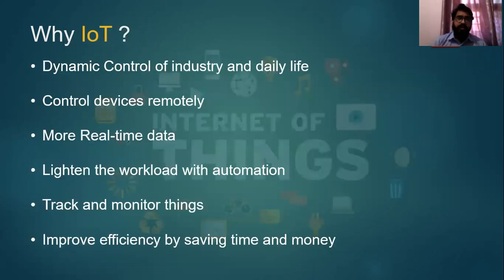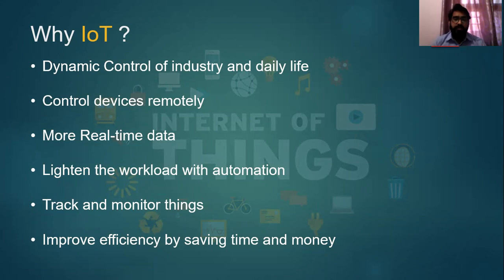Now here we will discuss why we need IoT in our daily life: for dynamic control, to control and monitor different things with the help of different analysis and analytics software that you can build yourself and use for different purposes. Also to get real-time data to lighten your work. So these are all the main advantages. That's why we are using IoT products.